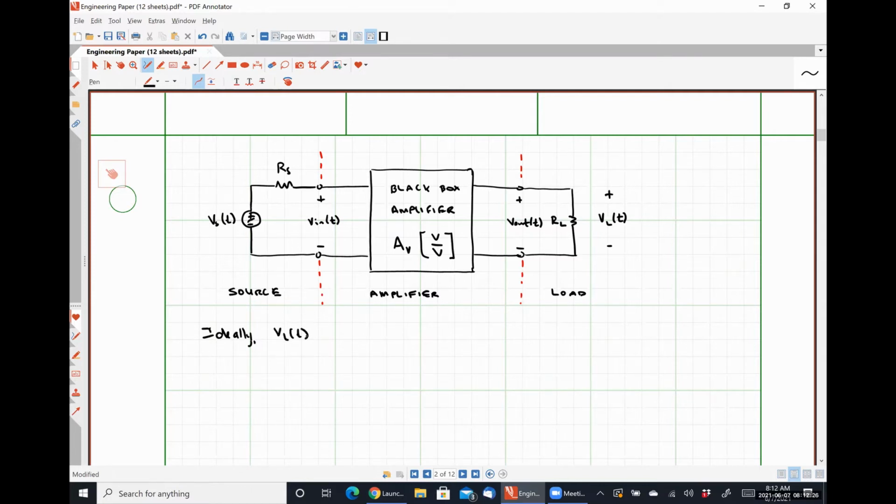VL of t will be simply a scaled version of Vs of t. Or to put this in a slightly different way, VL of t would be equal to A times Vs of t. That's the role of an amplifier circuit, is to scale the input signal, okay?